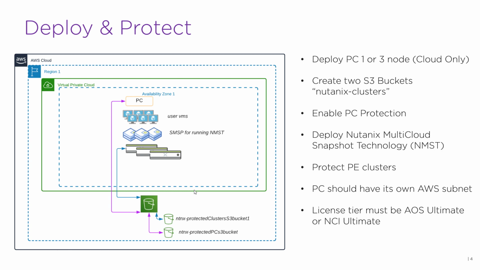Other notes, we want Prism Central to be deployed in its own AWS subnet. You'll also use that subnet for some of the IPs for the multicloud snapshot technology. So you don't really want to intermix that with your other running virtual machines. And this license is included in the Ultimate tier, so you can get off and get to work.